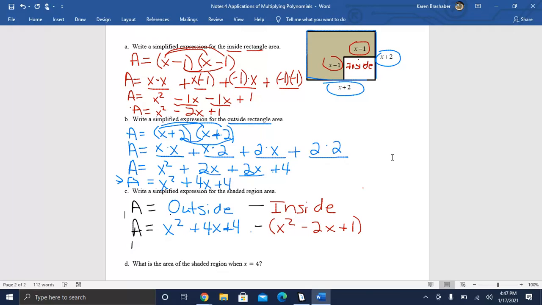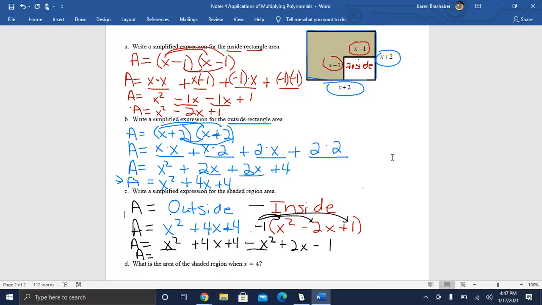Now this is going back a couple of lessons. So we'll rewrite x squared plus 4x plus 4. But remember that subtraction is like distributing a negative 1. So we'll have negative x to the second. We will have positive 2x, and we'll have negative 1. In order to drop the parentheses, we have to change every sign. And so now we'll combine our like terms.